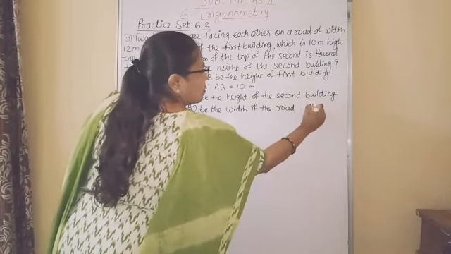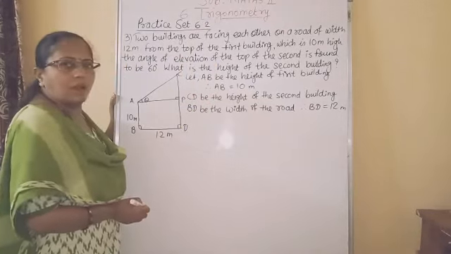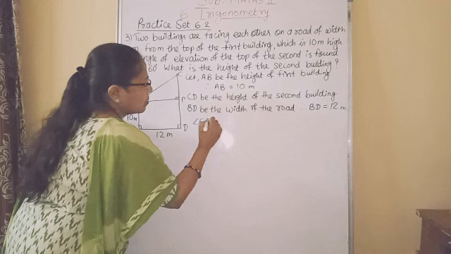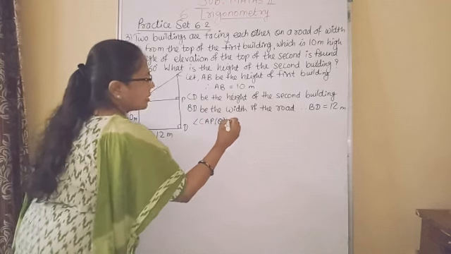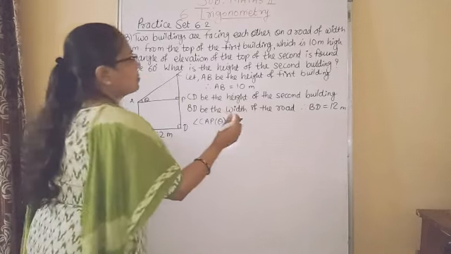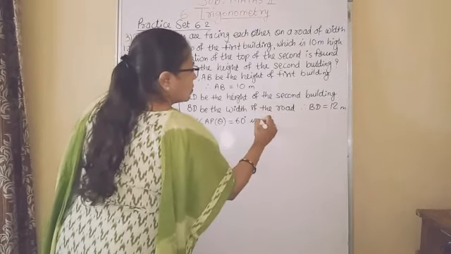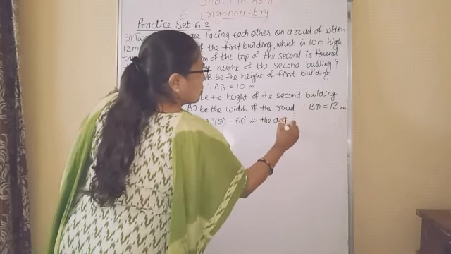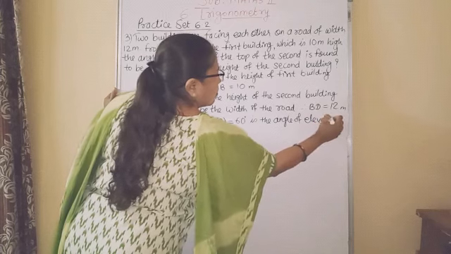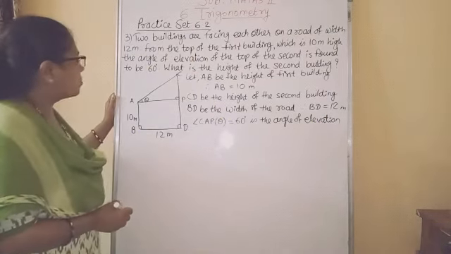Therefore, BD is equal to 12 meters. Okay. Then angle CAP, which we will represent as theta, and it is given as how much degree? 60 degree, is the angle of elevation. Followed?